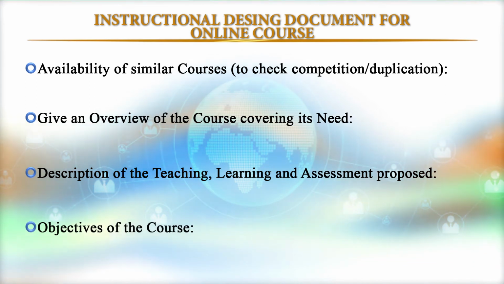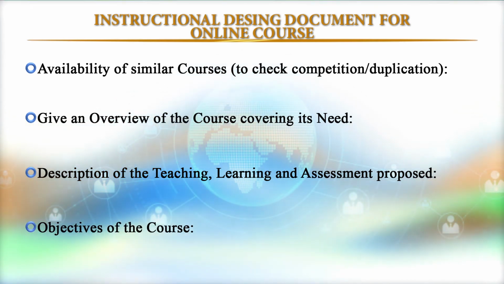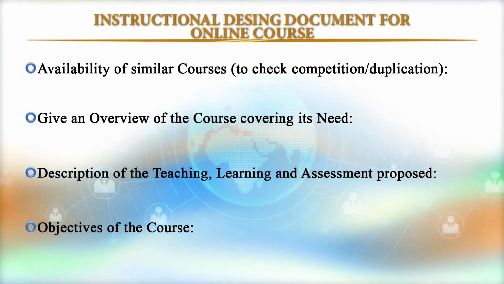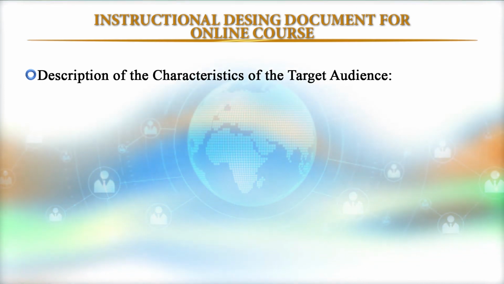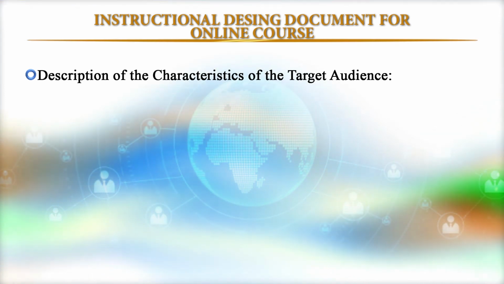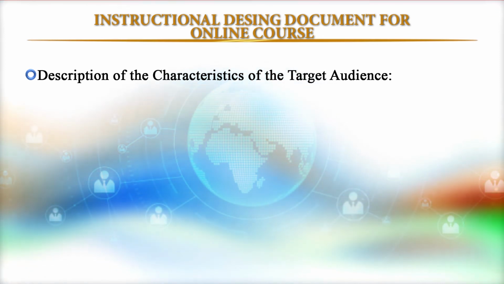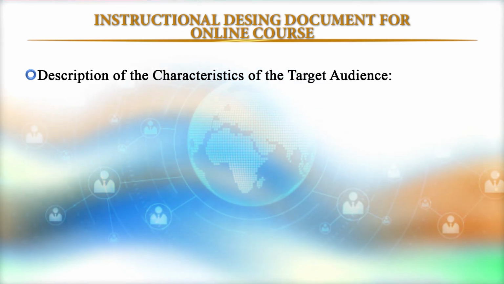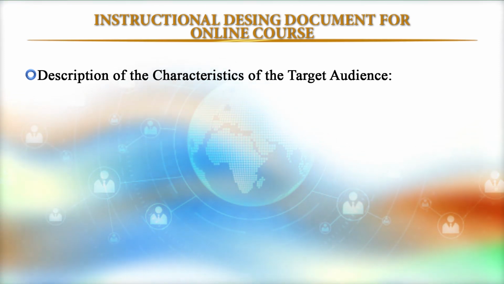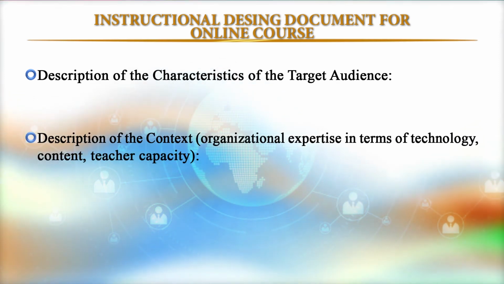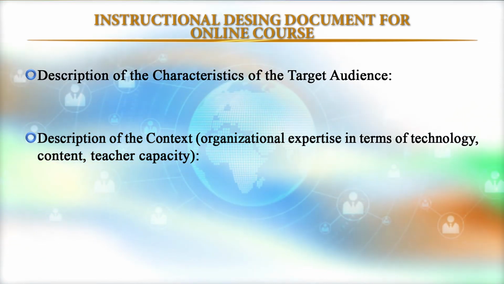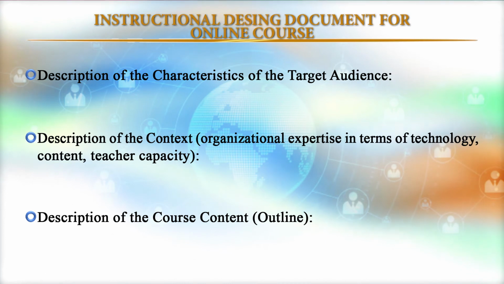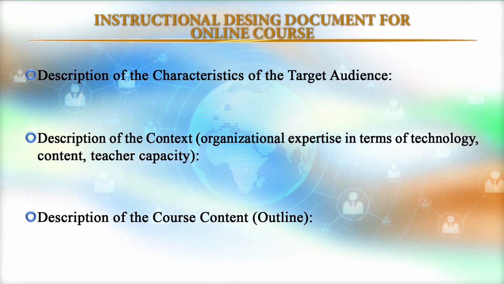And the objective of the course, that is very important. You have to frame the objectives for the course, and that will lead to your learning outcomes. And the description of the characteristics of the target audience: you have to write who your target audience is, the level and the profile of the target audience you have to mention. After that, the description of the content, that means the organization, the teaching capacity, and everything you have to explain here. And the description of the course content, that is the course outline, you have to mention.